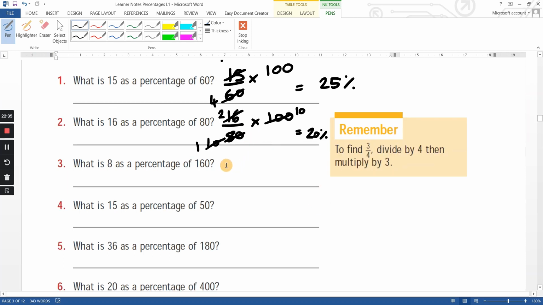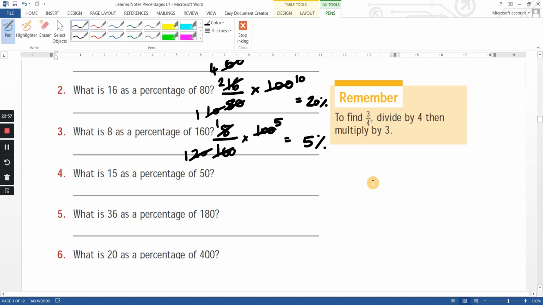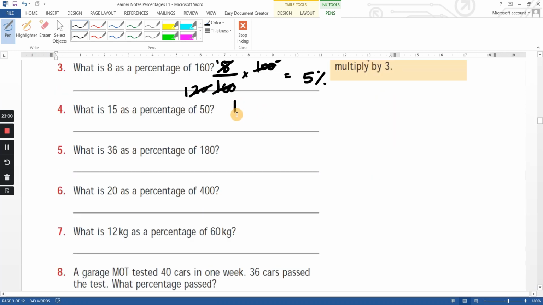Next one, 8 out of 160. I'm going to divide that by 8, divide that by 8, and then I can see 20 goes into that once, 20 goes into that 5 times. So that's going to be 5%. And next one, 15 out of 50. I'm going to do it a different way. I'm just going to go like this, double that, and I'll have to double that. I get 30%.